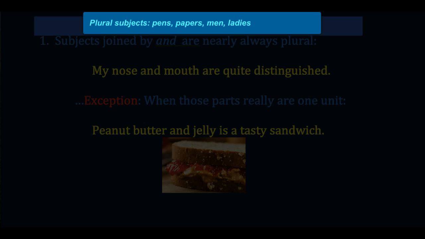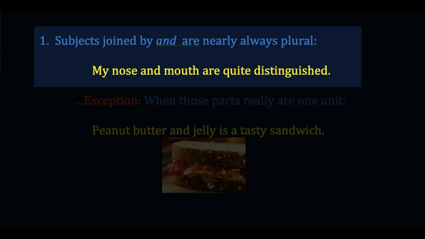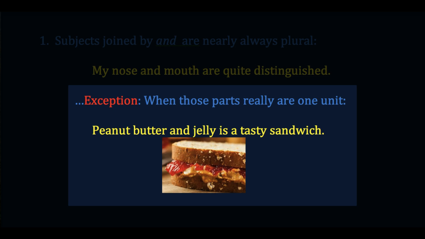Now, most often it is easy to identify the subject and to identify if it is plural or singular. If it's plural, it usually has an S, or in this instance, with subjects joined by and, they are nearly always plural, like my nose and mouth are quite distinguished. It's plural, it's compound, it is two things, nose and mouth. But there is an exception. When those parts really are one unit, like peanut butter and jelly is a tasty sandwich. Well, think about it. Peanut butter and jelly, yes, combined by the word and, but this is one unit that's being described here. So it's singular, and therefore you want the singular verb.